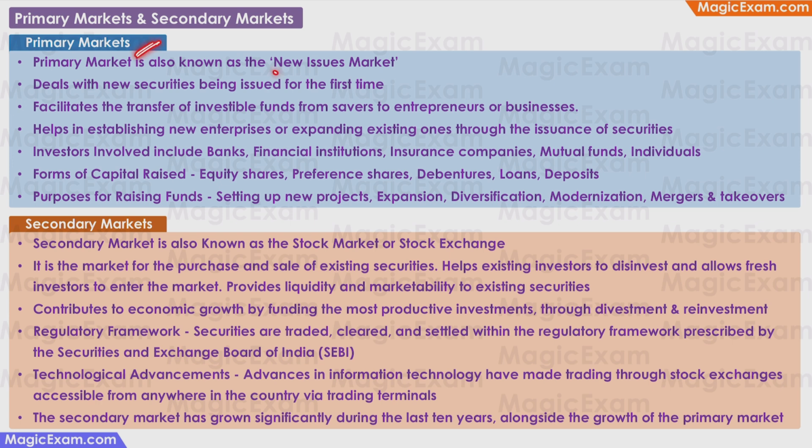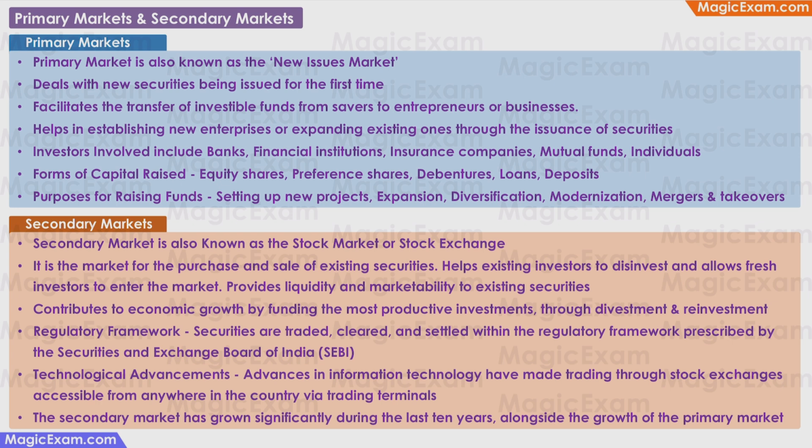Primary market is also known as the new issues market because it deals with new securities being issued for the first time. For example, when a company makes an IPO, that is an initial public offering of its shares, or issues debentures or bonds, the transactions are considered to be happening in the primary market.